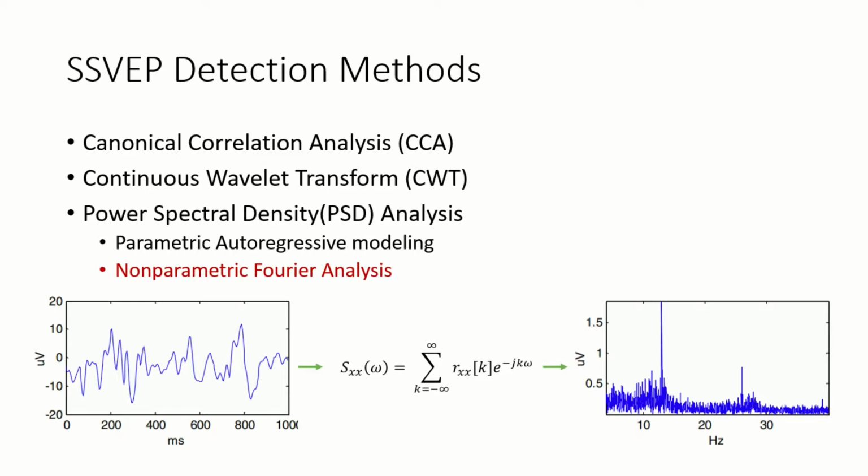There are different types of SSVEP methods. The first method, canonical correlation analysis, is a widely used spatial filtering method that uses sinusoidal signals as reference signals. It is popular because it can detect SSVEP signals without calibration. Continuous wavelet transform acts like short-time Fourier transform, but varies window sizes based on frequency. We use power spectral density analysis, which uses the autocorrelation function of the signal to calculate the power spectral density. It converts from time domain to an energy distribution in the frequency domain.